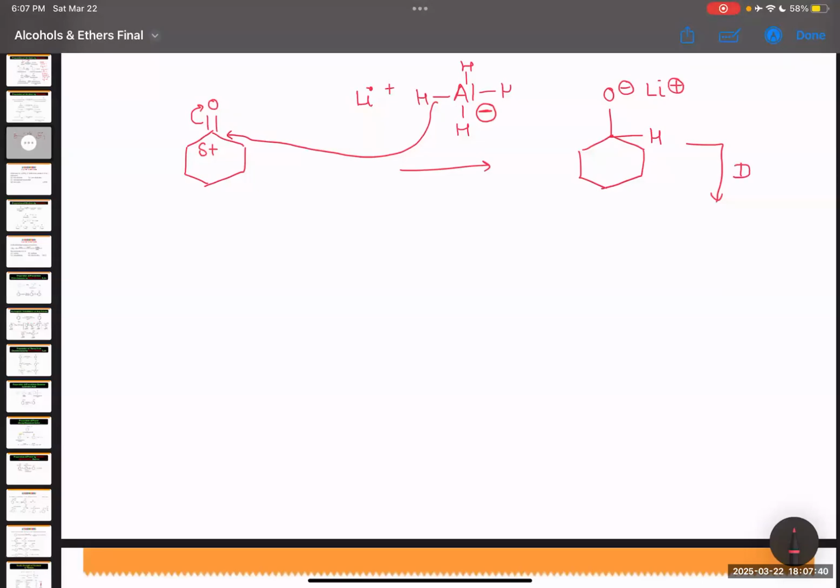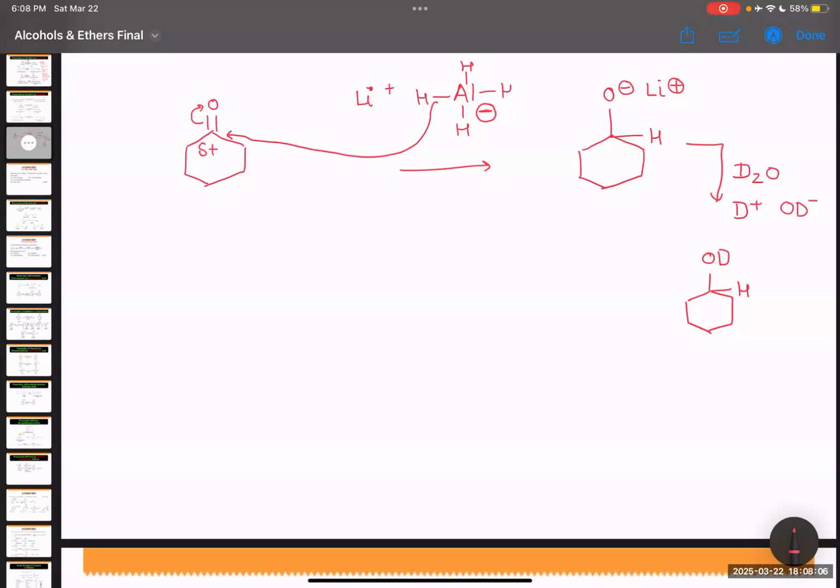Suppose I would have taken D2O. D2O means D plus and OD minus. Got it? So the D plus is going to come and join on the O minus. So you are going to get OD, and on the carbon you are having H. Got it? So this is how we are going to get it.